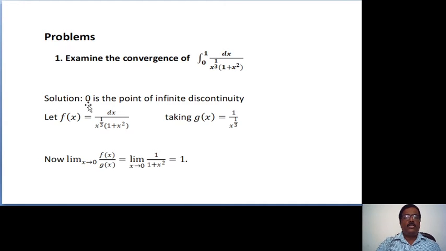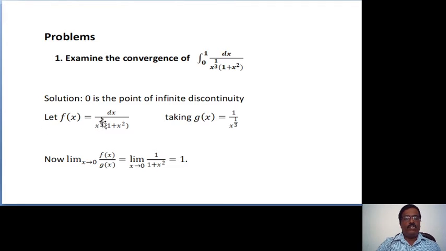So, solution. Here 0 is the point of infinite discontinuity. Why? Because if you substitute x equal to 0 in this equation, it gives infinity. Therefore we say that 0 is the point of infinite discontinuity.